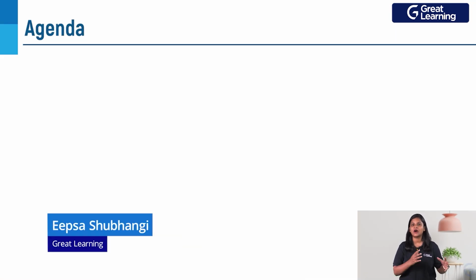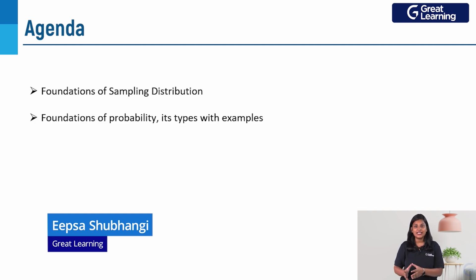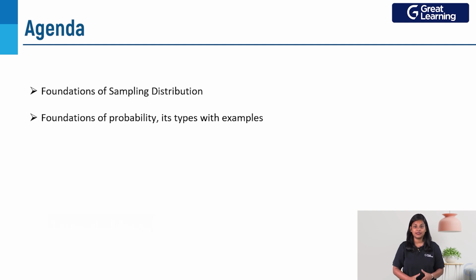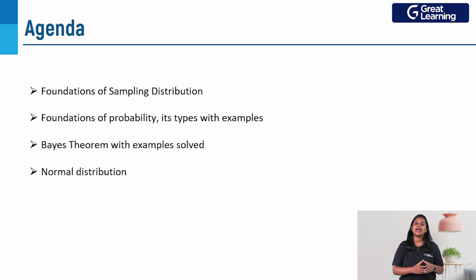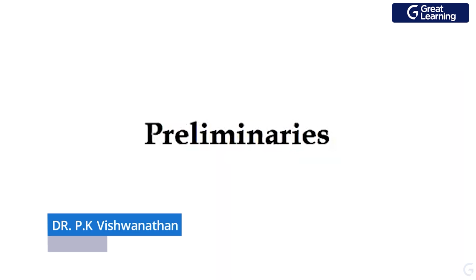So very quickly, let me walk you through the agenda for today's course. In today's course, we are going to look at the foundation of sampling distribution and foundation of probability and its types with examples. Then we will move forward and understand Bayes' theorem with examples, and then we will understand normal distribution. There are certain preliminaries we will have to go through. Very quickly, I will highlight that to you.